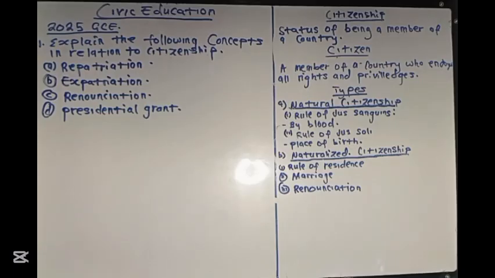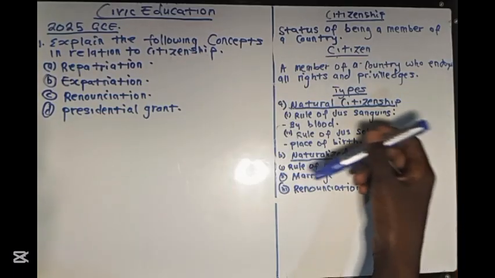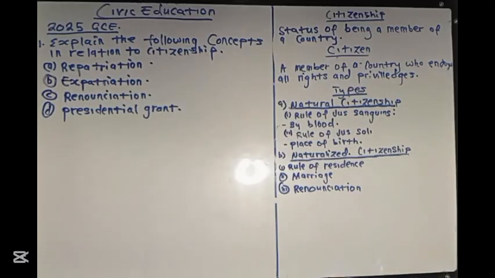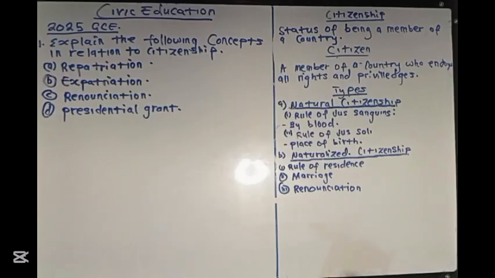And now we have naturalized citizenship, which is the second type of citizenship. The first one is the rule of residence. When a person comes to Zambia and stays for an uninterrupted period of time, they can apply for citizenship. In Zambia, it should be 10 years. So if someone stays for an uninterrupted period of 10 years, they can acquire citizenship.